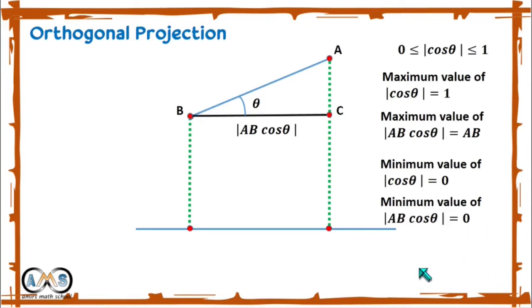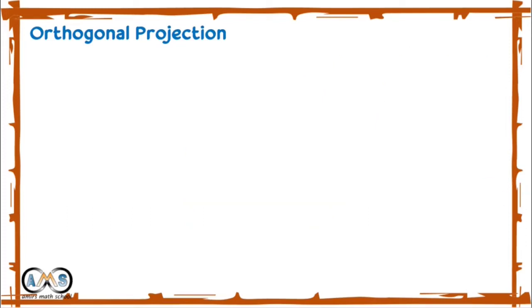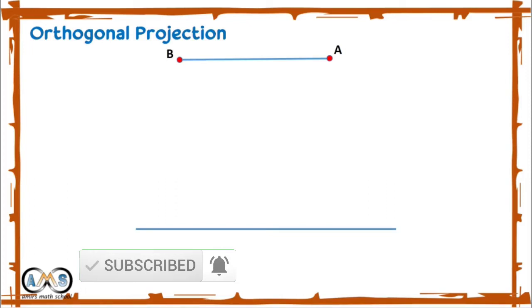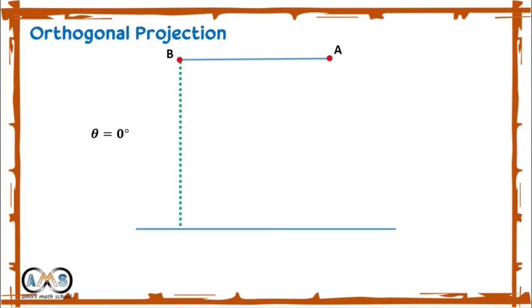So from here we can say that the maximum value of the orthogonal projection of any line will be exactly equal to that line, and the minimum value will be 0. Now let's see some cases of orthogonal projection. That is, first one, when the given line is parallel to the definite straight line where we want to find the orthogonal projection. That is, when theta is equal to 0 degree. When theta is equal to 0 degree, if we draw the perpendicular from the initial and the terminal point, in that case we get the orthogonal projection.